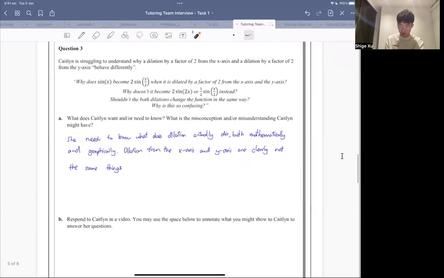And I think it is pretty obvious that dilation from the x-axis and y-axis are clearly not the same things, right? It's from different axes. So they're probably not the same things.